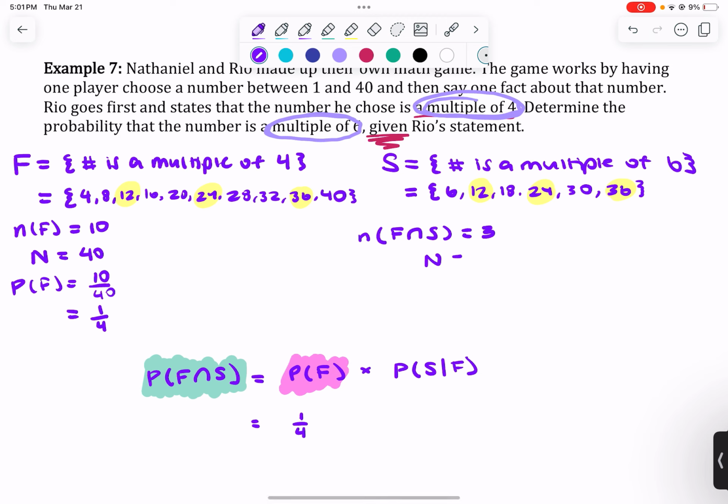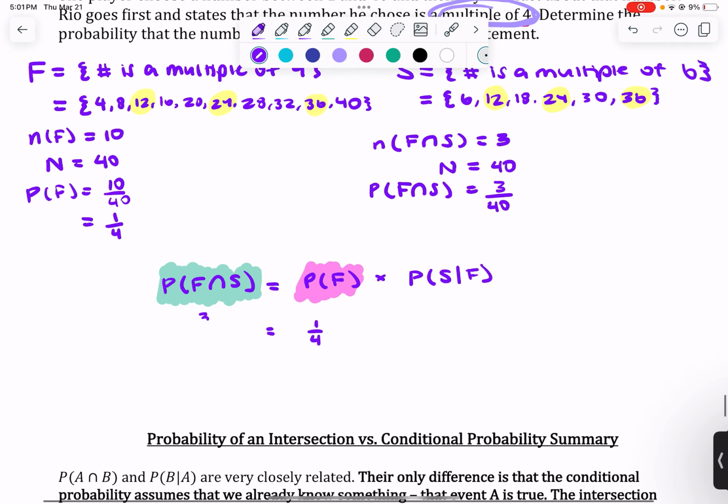Okay, well, my total number of options does not change. There's still 40. 1 through 40 is all of the numbers in the game. So to find the probability of that, I simply take the number of favorable options and divide it by the total number of options that I can choose from, no conditions. So that probability now is 3 over 40. And now I finally have enough information to solve for that conditional probability.